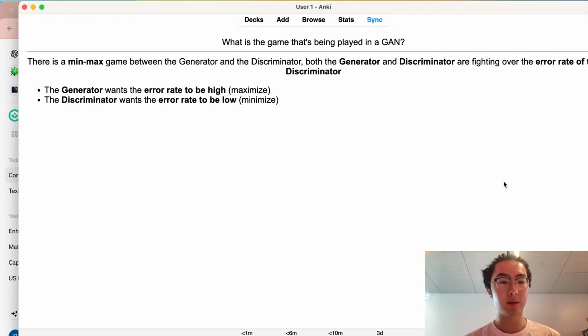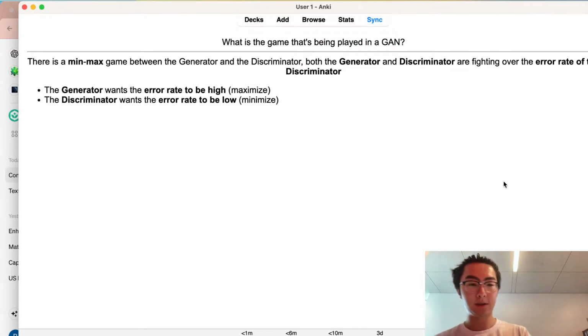Okay, the generator wants the error rate to be high, to maximize it, and the discriminator wants the error rate to be low, to minimize it. Okay.